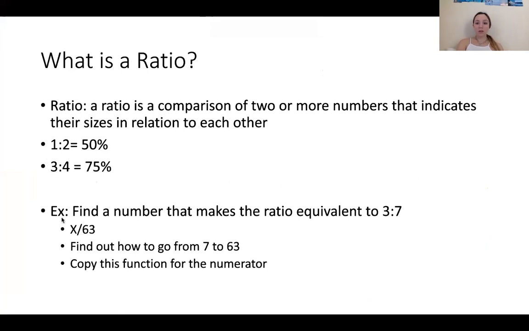And then an example I have to give you guys a bigger understanding of this is: find a number that makes the ratio equivalent to 3 to 7. So we know that the ratio is x over 63. We're going to try to figure out the numerator in this case. So we have here 3 to 7. We have to find out how to go from 7 to 63 to get common denominators. And we know to do this, we have to multiply by 9. So we multiply 9 to both sides. So 3 times 9 and then 7 times 9. So 3 times 9 is 27. So then 27 over 63 would be equivalent to the ratio of 3 to 7 because we're applying a similar function to both sides.